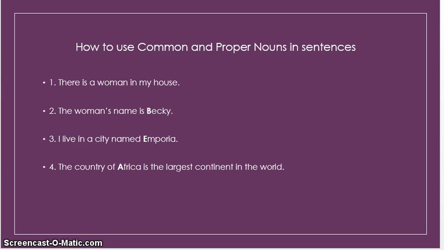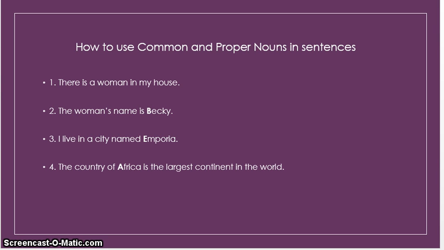In sentence number 2, we have a common noun and a proper noun. The common noun is woman, and the proper noun is Becky. Like I said before, all proper nouns are capitalized. So the name of the woman is Becky, and so the noun Becky would be capitalized. In the third sentence, I have a common noun and a proper noun again. The common noun is city, and the proper noun is Emporia, which is capitalized.